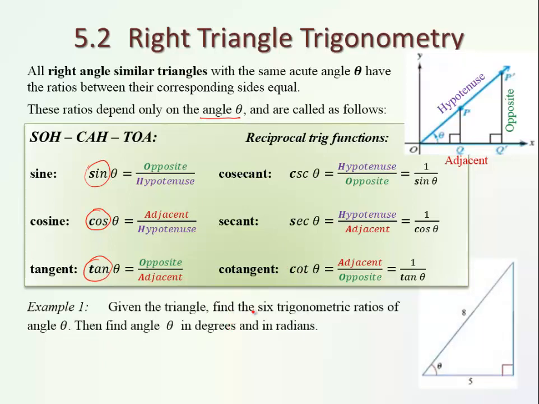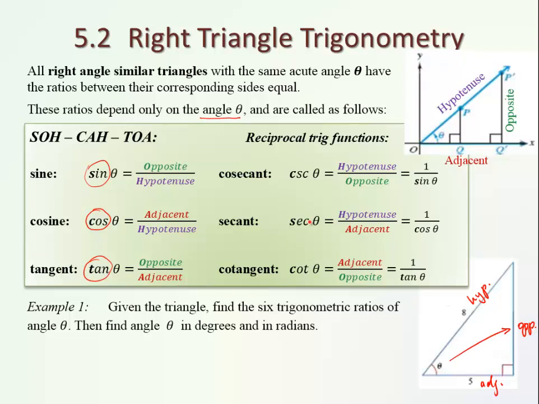Well, let's practice recognizing those ratios. Given the triangle, find the six trigonometric ratios of angle theta, and theta is here. Then find angle theta in degrees and in radians. So what kind of information do we have in this triangle? It's a right-angle triangle with the acute angle theta. We have one side of the triangle equal to 5 and the hypotenuse 8. For this particular theta, this side is called adjacent, and the 8 is our hypotenuse, and whatever we see across is opposite.